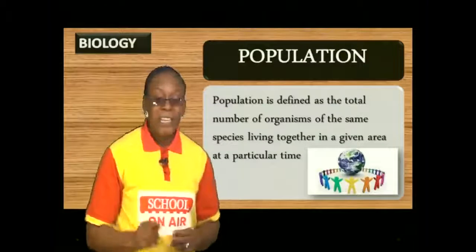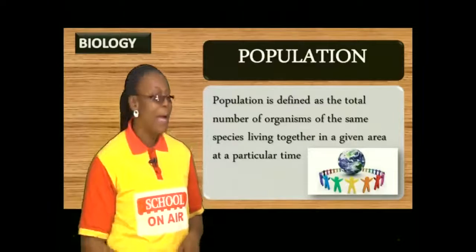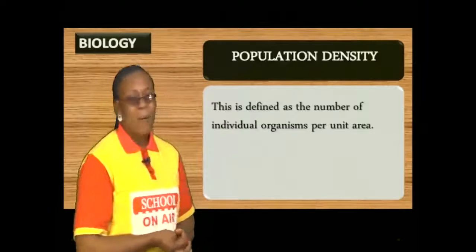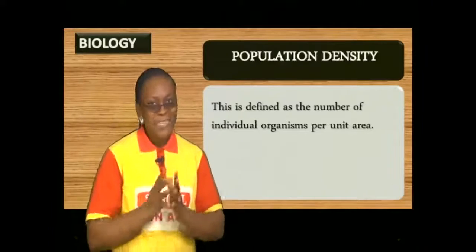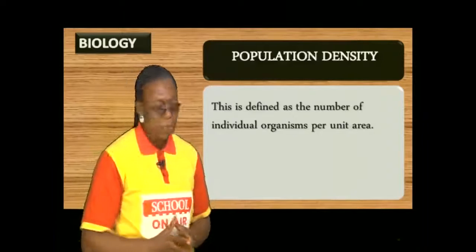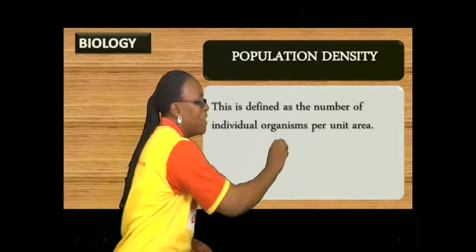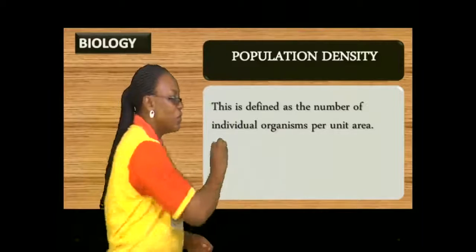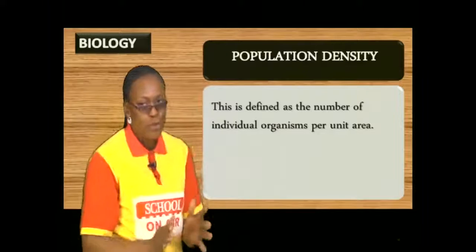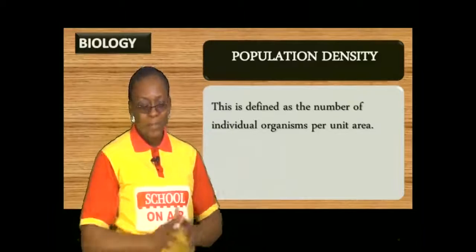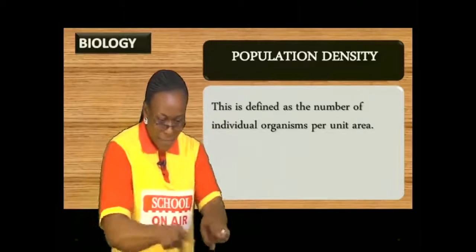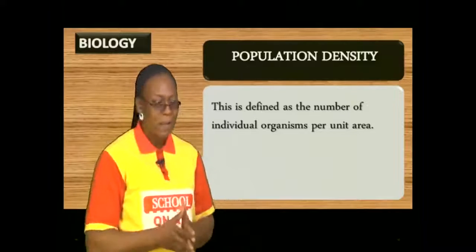When we talk about living together in a particular area and at a particular time. Now, what is population density? It is defined as the number of individual organisms per unit area. Total number of organisms per unit area. Or the number of organisms that live in an area, maybe per square meter, per unit.